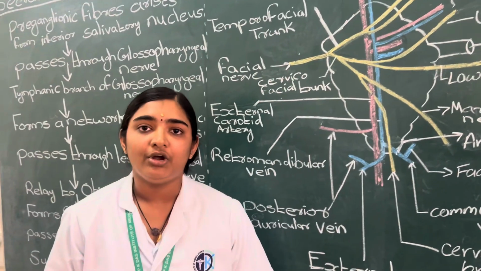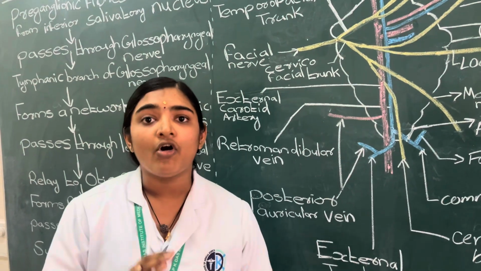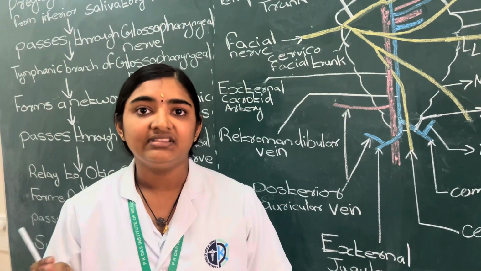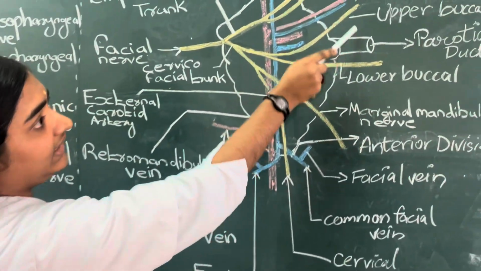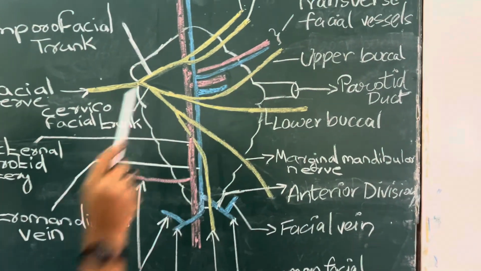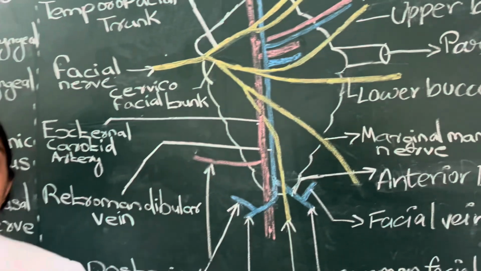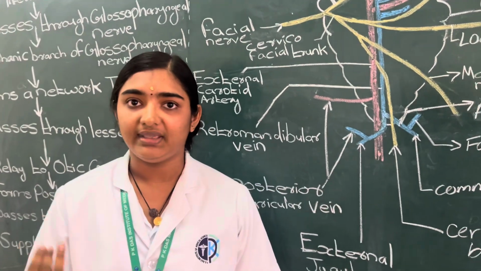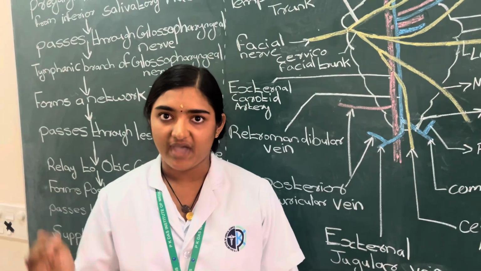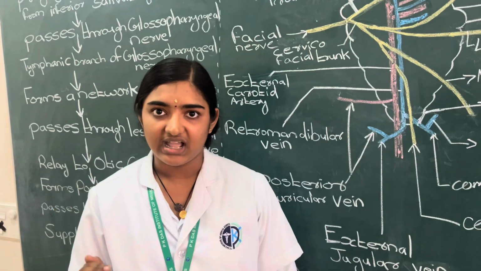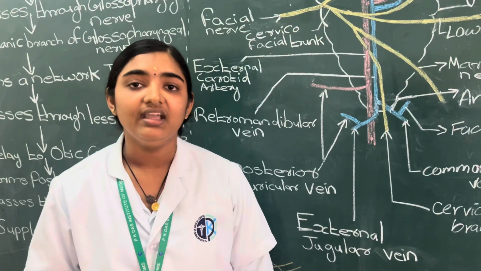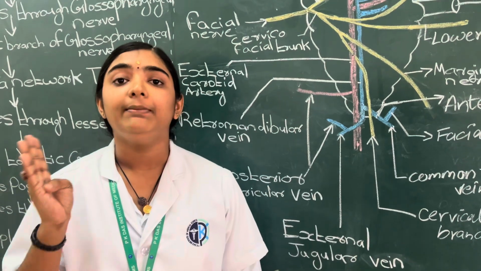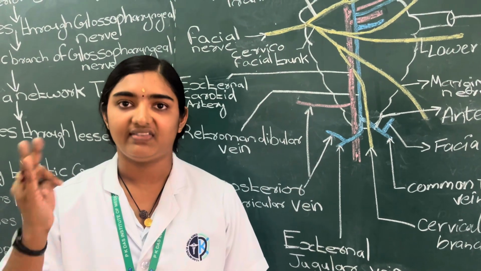When we study the parotid gland, its duct also has importance. Which duct? The parotid duct. It emerges from the middle of the anterior border and it pierces three B's. Which are the three B's? The buccal pad of fat, the buccopharyngeal fascia and the buccinator muscle.